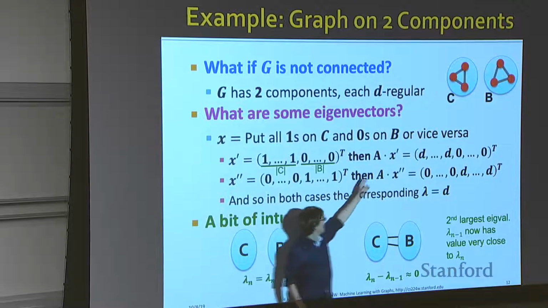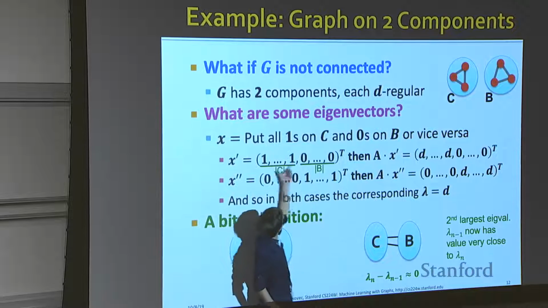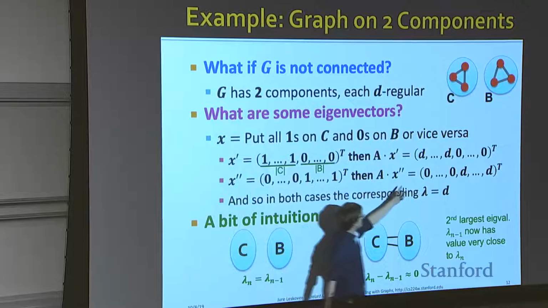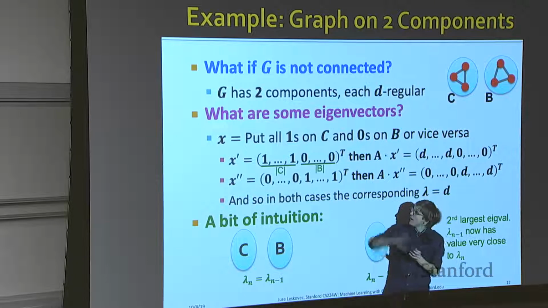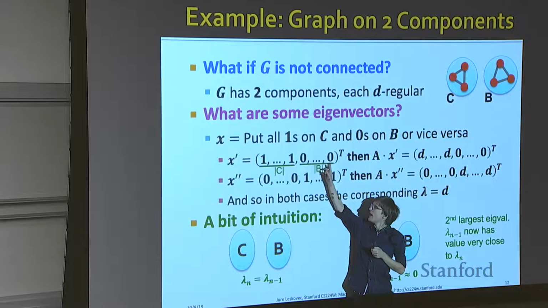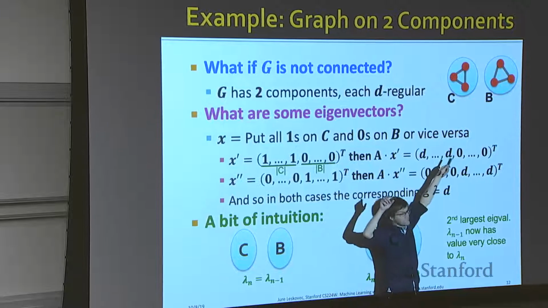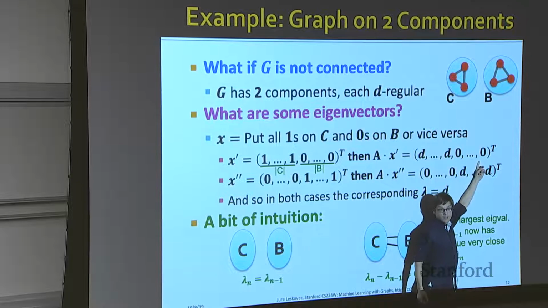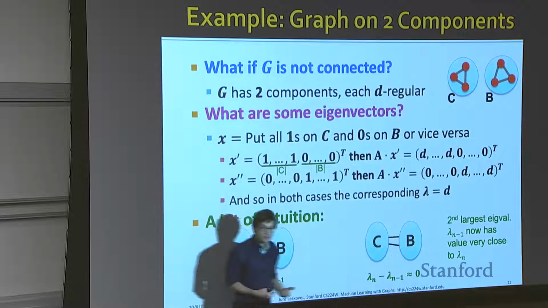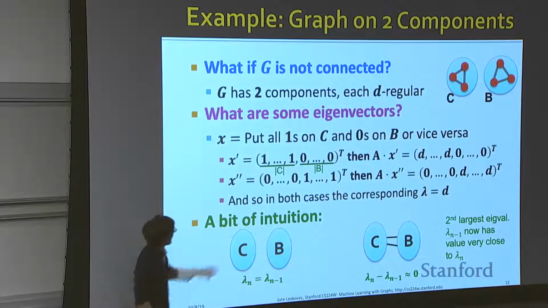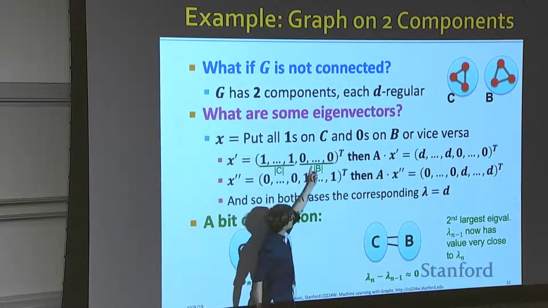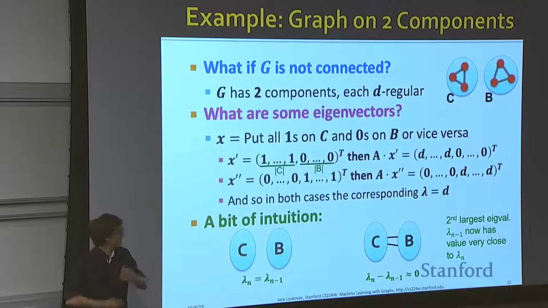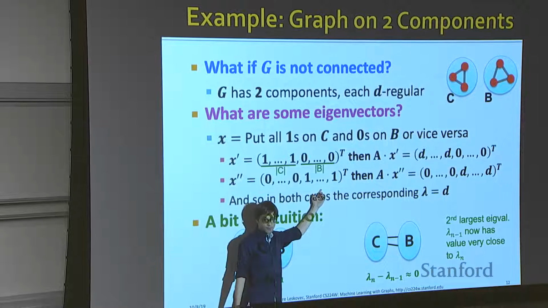And if I do A times x, as we said before, all the nodes in C have links to other nodes in C, so they sum these up and they get the value d. And all the nodes in B have value 0, so when the nodes in component B sum their values together, they sum zeros together, so I get zeros. So I have just found an eigenvector eigenvalue pair, where this is the eigenvector and the corresponding eigenvalue is d. And symmetrically, analogously, I can define a different eigenvector.